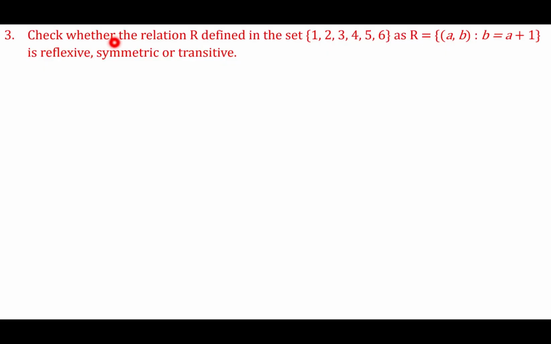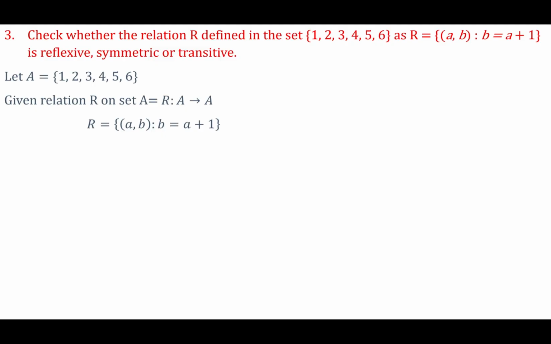Question 3. Check whether the relation R defined in the set {1, 2, 3, 4, 5, 6} as R = {(a, b) such that b = a + 1} is reflexive, symmetric, or transitive. Now, let us define a set A = {1, 2, 3, 4}, and relation R is defined on set A, so that R = {(a, b) such that b = a + 1}. Now, check reflexive.